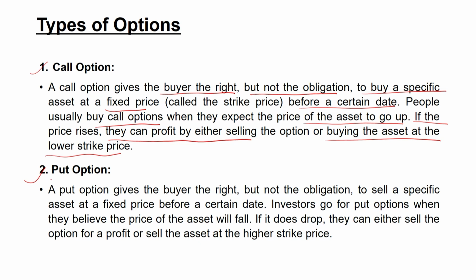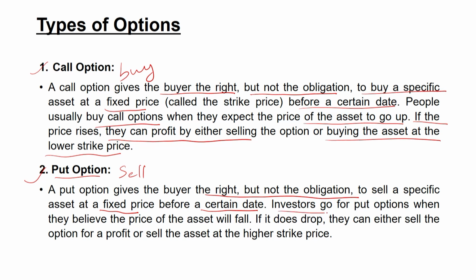Then comes the put option. A put option gives the buyer the right to sell, but not the obligation, related with the sale of a specific asset at a fixed price before a certain date. That means in case of a put option we get the right to sell, and in case of the call option we get the right to buy the asset at a predetermined price before a certain date.